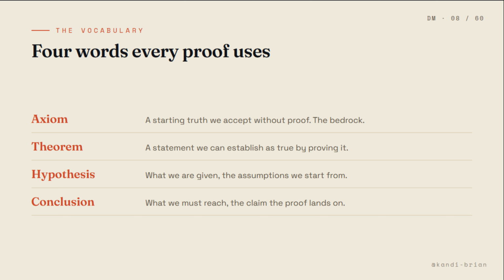Before we write any proofs, 4 words that show up in every one. An axiom is a starting truth that we accept without proof. It's the bedrock we build on. A theorem is a statement we establish as true by proving it, the thing we're trying to reach. A hypothesis is what we're given, the assumptions we get to start from. And a conclusion is what we have to reach, the claim the proof lands on. Almost every proof in this module has the shape given the hypotheses, prove the conclusion. Keep these 4 straight, and the structure of every proof becomes easy to see.